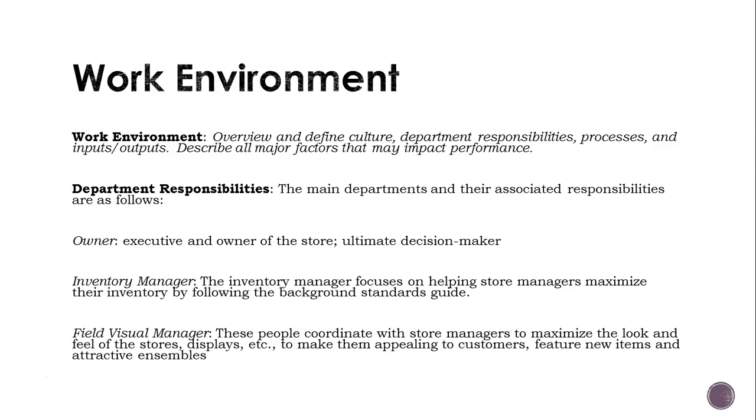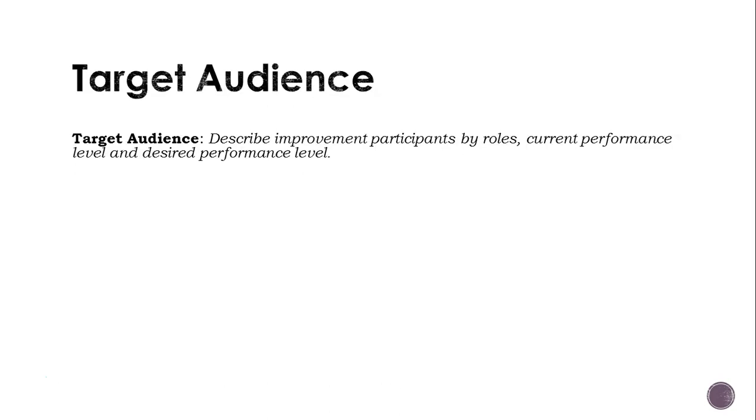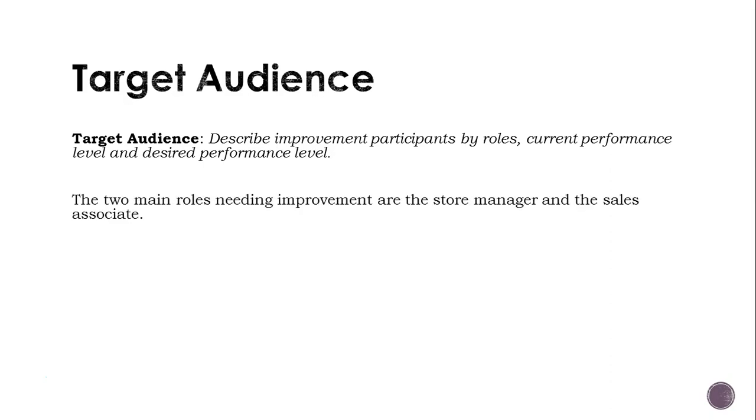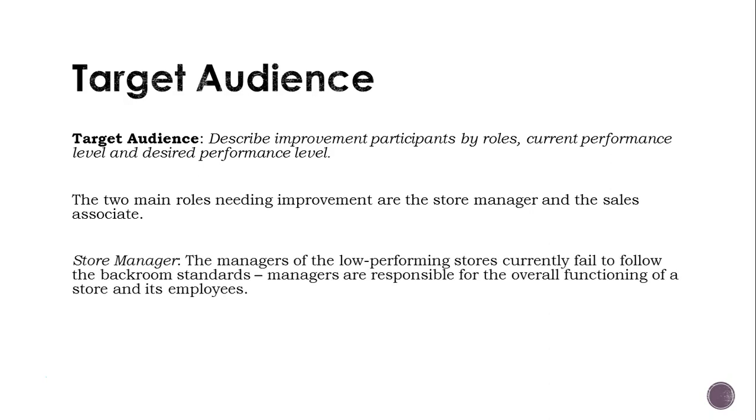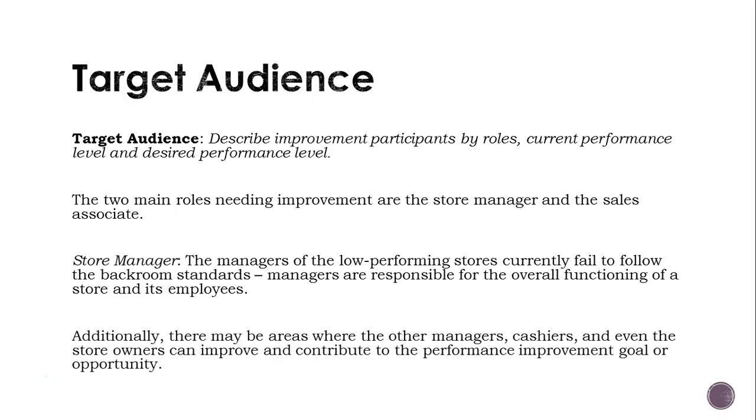Now that we've taken a look at the work environment, we're going to take a look at the target audience. And again, the target audience, what you'll do here is describe improvement participants by roles, current performance level, and desired performance level. So the two main roles needing improvement are the store manager and the sales associate. So the store manager, the managers of the low-performing stores currently fail to follow the backroom standards. Managers are responsible for the overall functioning of a store and its employees. Also, additionally, there may be areas where the other managers, cashiers, and even the store owners can improve and contribute to the performance improvement goal or opportunity.